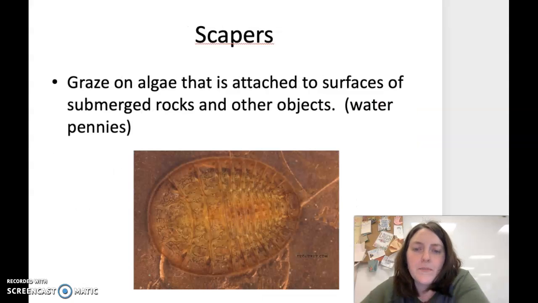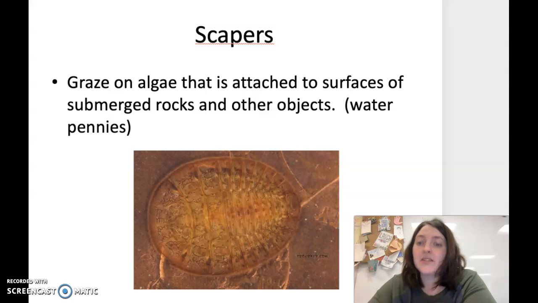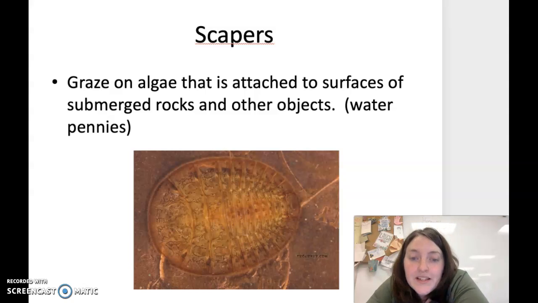And then we have scrapers. Scrapers graze on algae that is attached to surfaces of waters. They literally scrape the surface. They flatten themselves to it and scrape off the food. Water pennies, which is in the picture below, are an example of this.